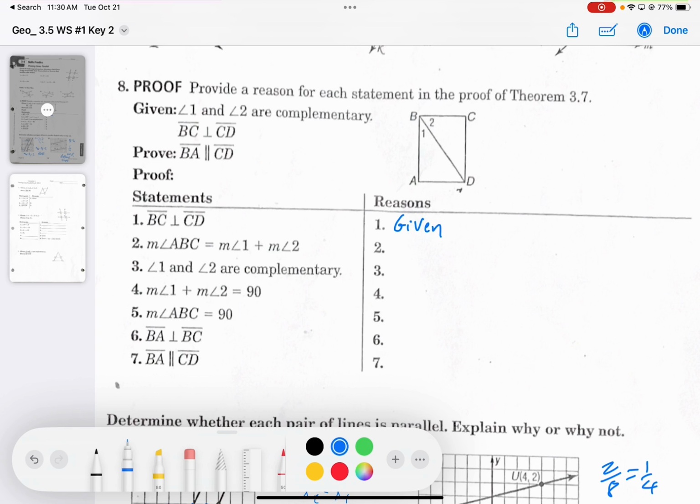Now, I had 2 givens, but notice my second statement is not that given. Then it goes on to say that the measure of angle ABC equals the measure of angle 1 plus the measure of angle 2. What would we use for number 2? AAP, right? Angle addition postulate. I like it.